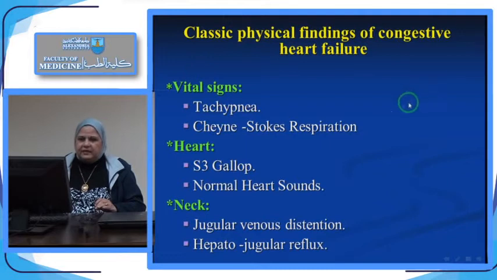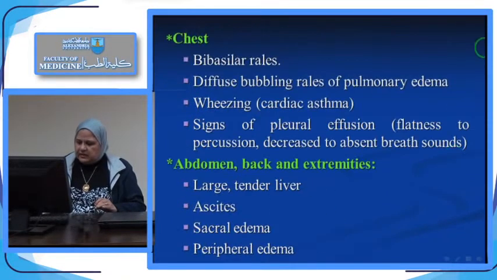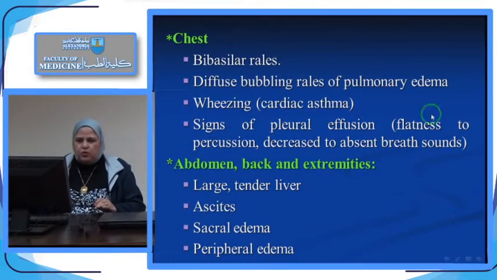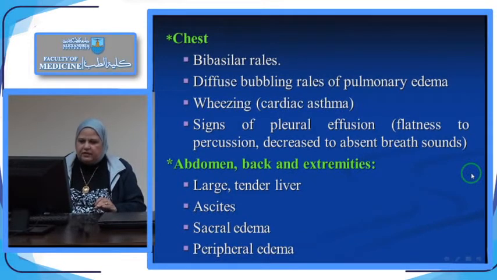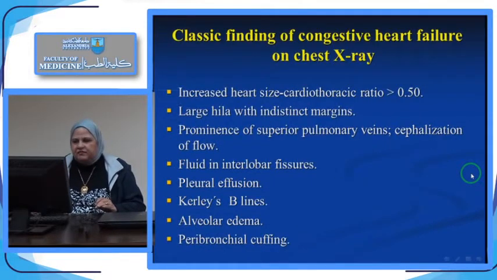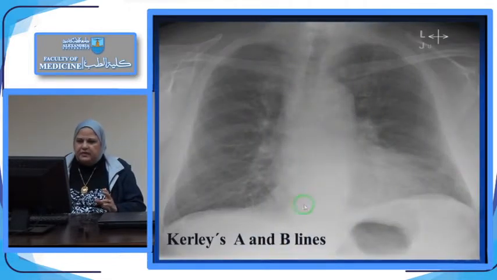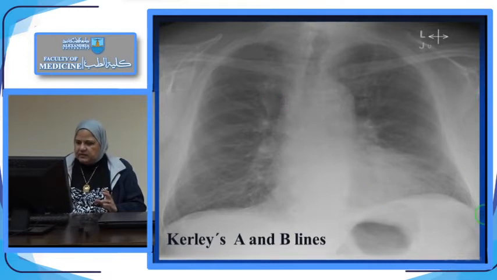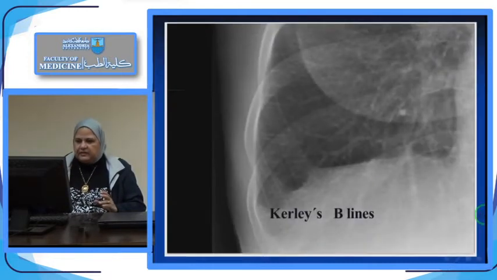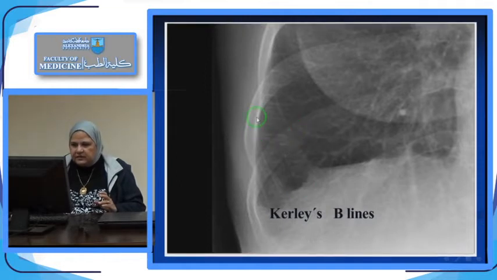These are the classic physical findings of congestive heart failure, as vital signs: the gallop, S3, S4, basilar rales, pleural effusion in case of right heart failure. The classic findings on X-ray, again: increased cardiac size, maybe Kerley B, maybe Kerley A and C, and so on. This is the classic finding on X-ray. These are the Kerley B lines, which occur due to interstitial pulmonary congestion.